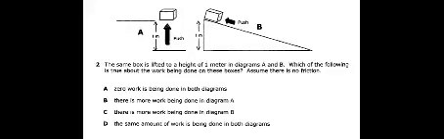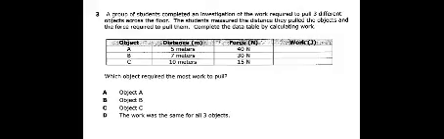Number 2. The same box is lifted to a height of 1 meter in diagrams A and B. Which of the following is true about the work being done on these boxes? Assume that there is no friction. A. Zero work is being done in both diagrams. B. There's more work being done in diagram A. C. There is more work being done in diagram B. D. The same amount of work is being done in both diagrams.